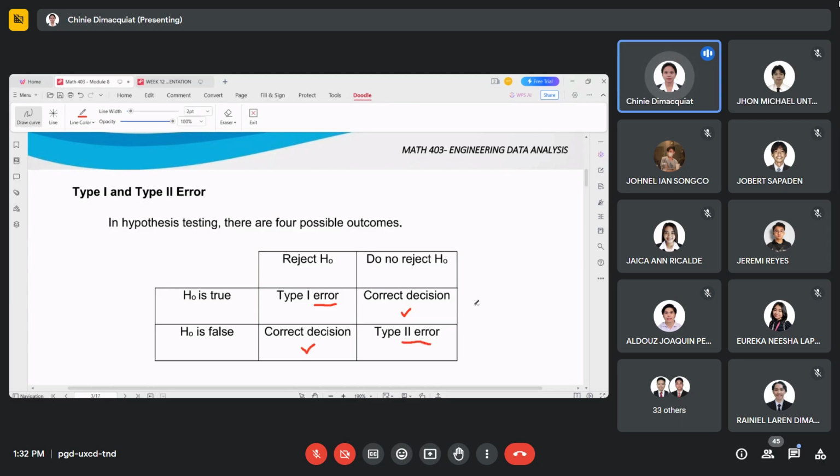Again, meron tayong 4 possible outcomes, dalawang tamang decision, then dalawang mali or dalawang error. Kapag tama yung ating null hypothesis and nireject natin yung tamang null hypothesis, type 1 error. Kapag naman false or mali yung ating null hypothesis, and inaccept natin yung maling null hypothesis, error din po siya. So, type 1 error and type 2 error.